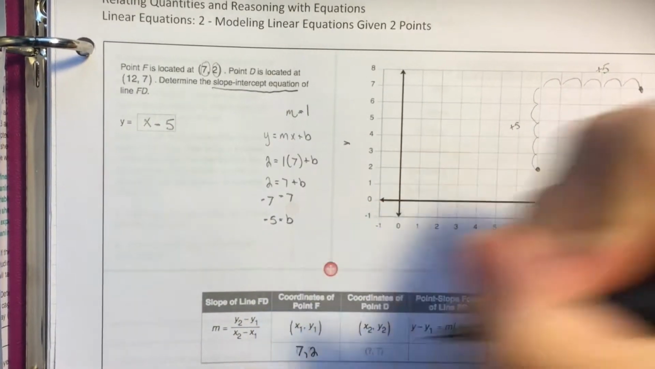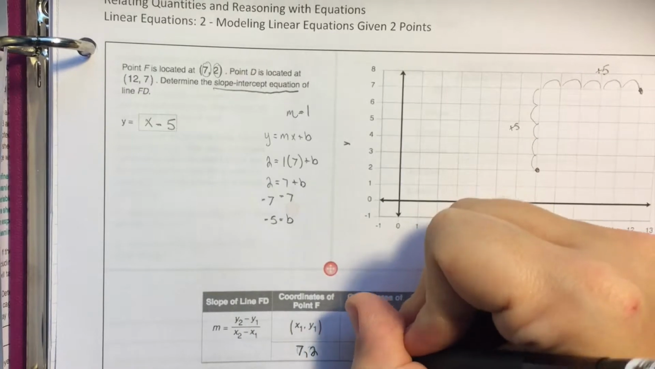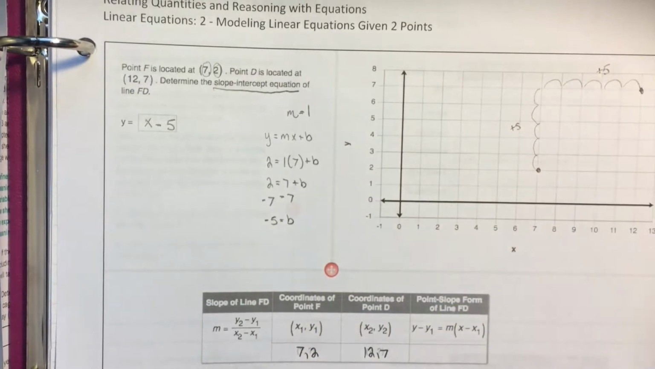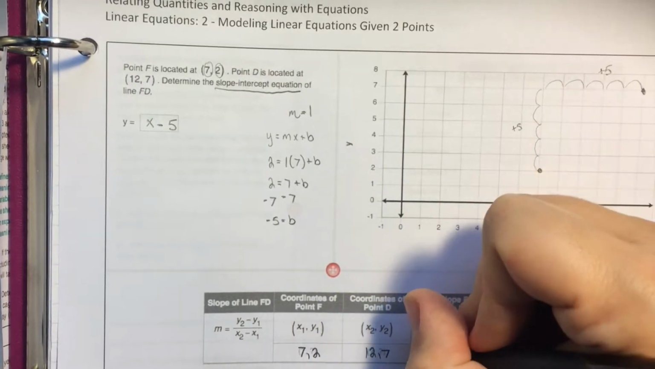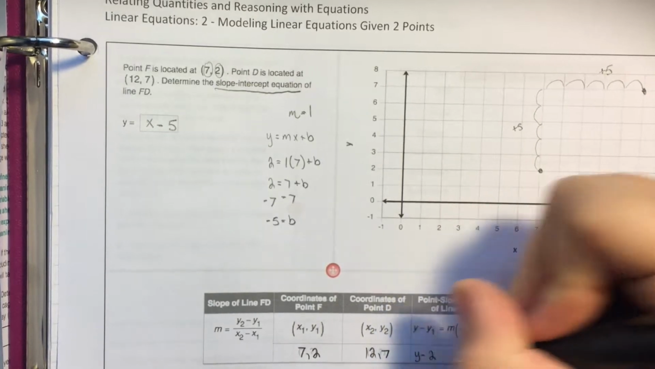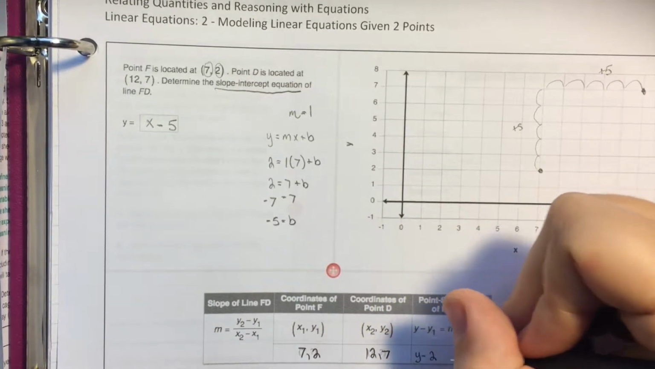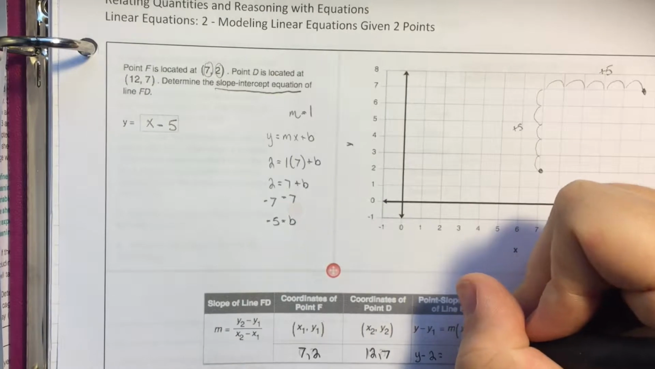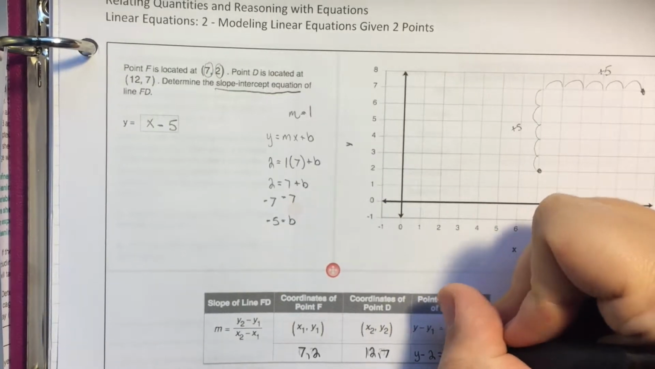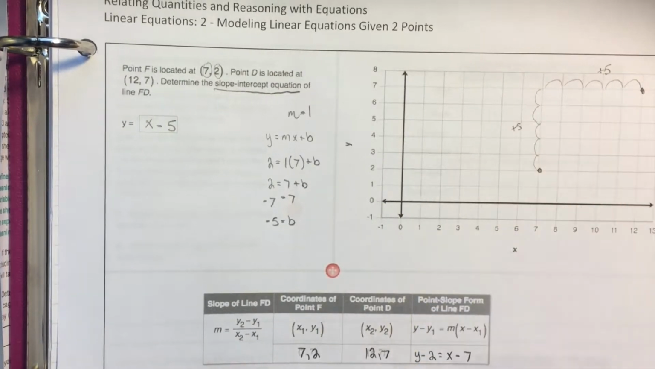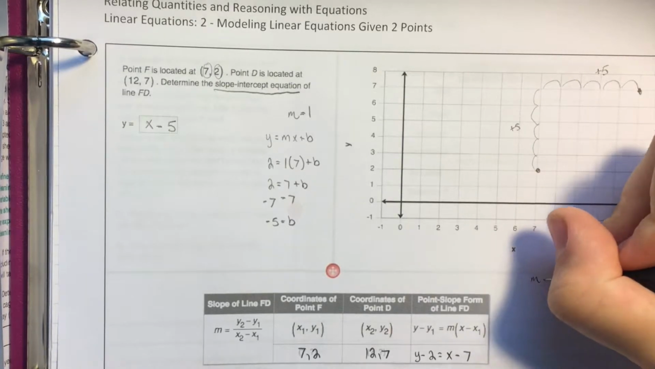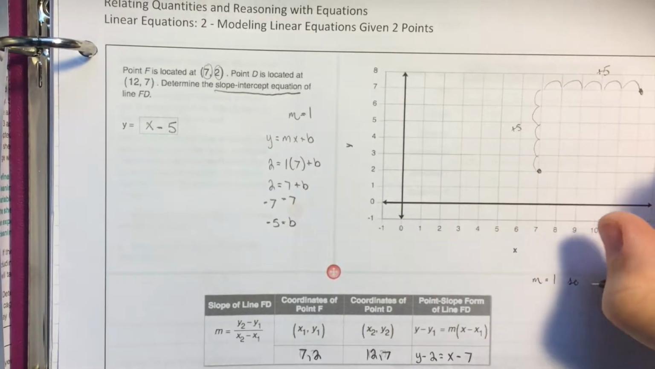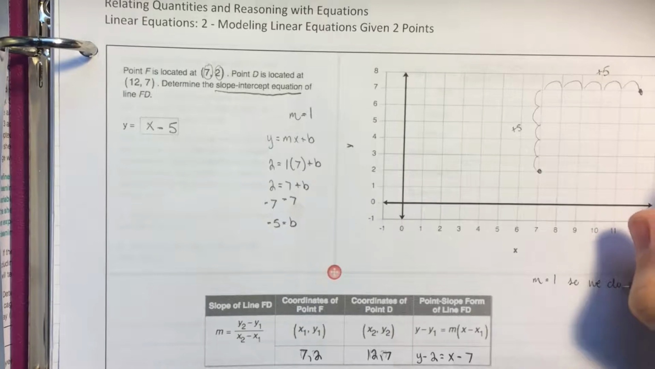The table below asks for the coordinate points of F and D, which I already know, they were given to me, as well as the point-slope form of the line FD. So all I need to do is make the substitutions for one of those coordinate points. y minus 2 equals x minus 7, because the y1 and the x1 get substituted in.